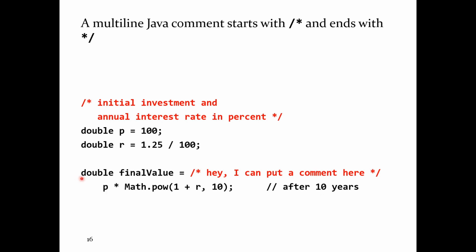So this line of code here is double final value is assigned the value, all of this, because there's another comment over here. And so this is sometimes useful, if for some reason you want to insert a comment into the middle of a line of code.